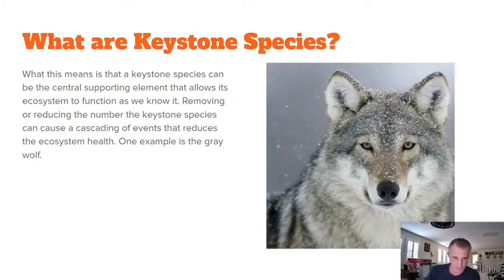Okay, so when we're removing or reducing the number of keystone species, this causes a cascade of events, right? And sometimes it has an effect on organisms that aren't directly related to the wolf. For example, when wolves were removed or hunted almost into extinction in a particular area of Yellowstone, that had an effect on the rivers. It actually caused the rivers to change course, and it caused a temperature change in the waters, which reduced the number of fish. And the wolves really don't feed off the fish directly, so we wouldn't expect that to happen. It's a cascade of events that can occur.